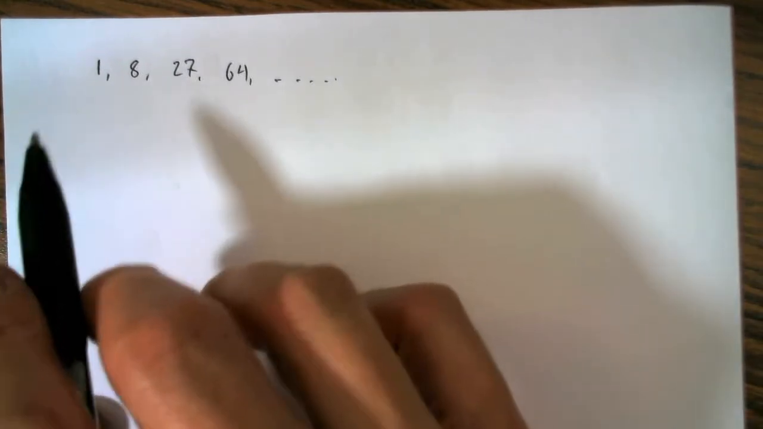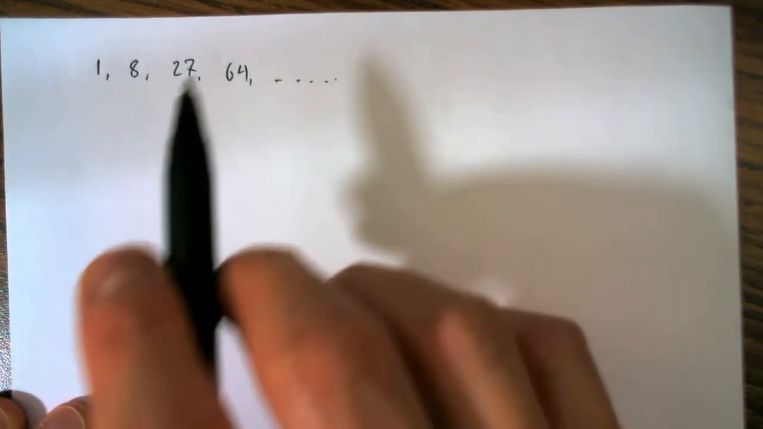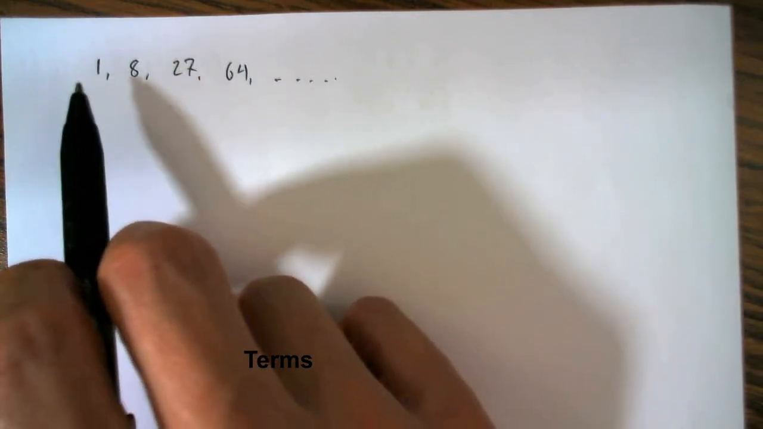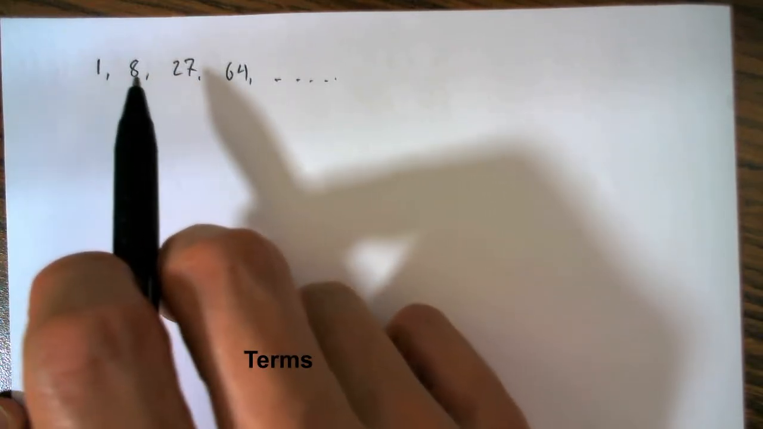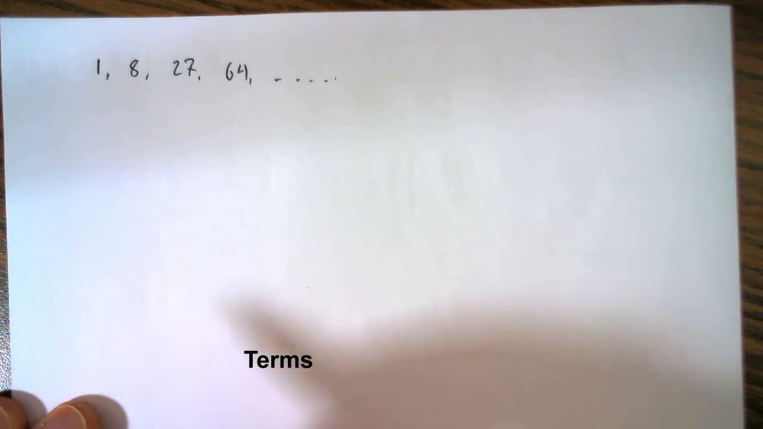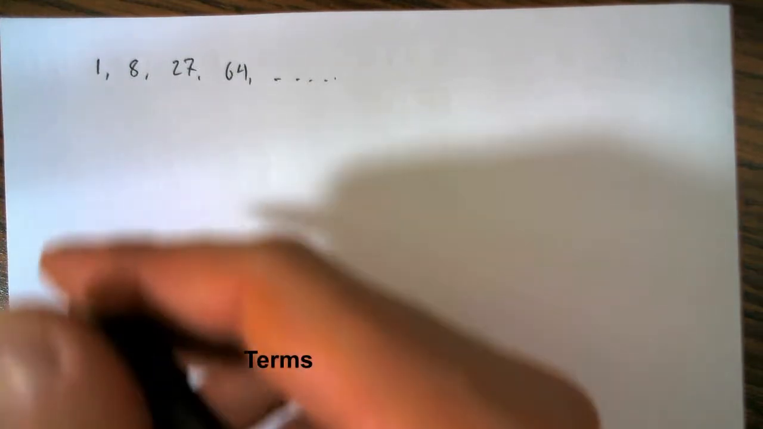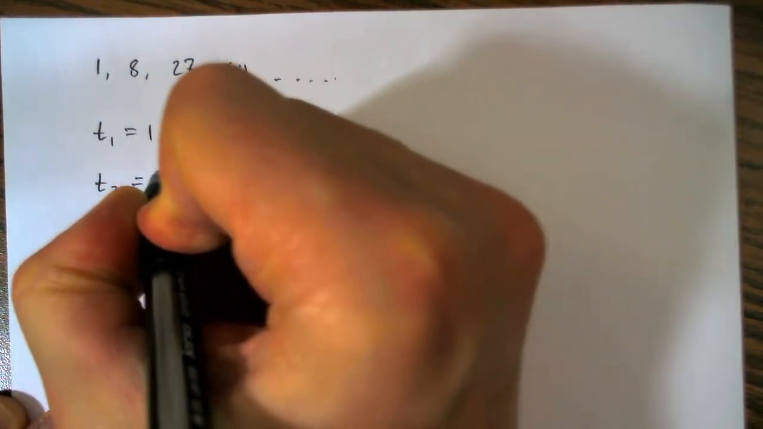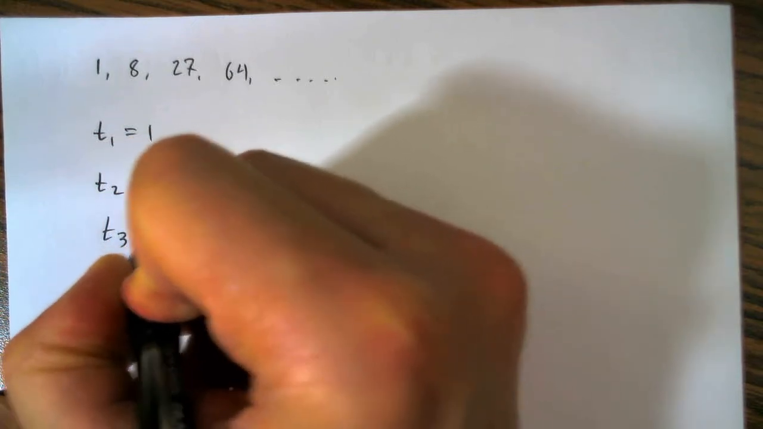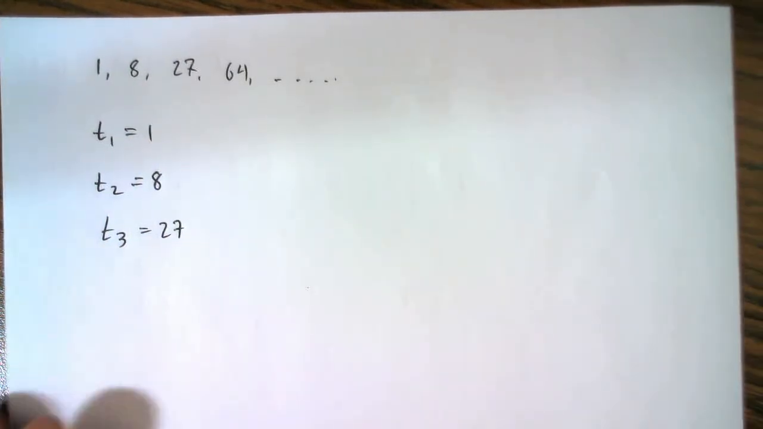Here's a sequence of numbers. The numbers in a sequence are referred to as terms. So we can say that the first term is 1, the second term is 8, the third term is 27, and so on. If we want to write this more formally, we can say that term 1 is 1, term 2 is 8, term 3 is 27, and so on.